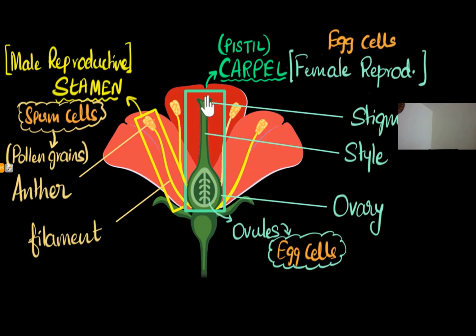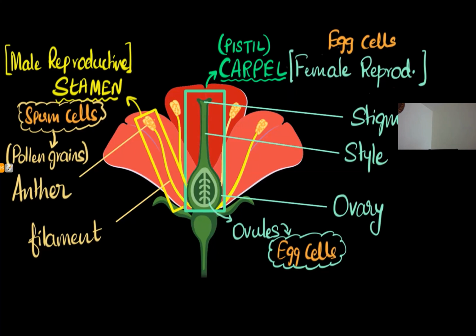This transfer is what we call pollination, right? And we'll see in future videos how bees and other insects play an important role in pollination. Anyways, these are the important parts of the stamen and the carpel. Now comes the big question: how do we remember this?